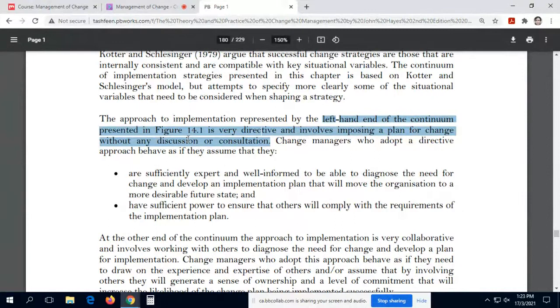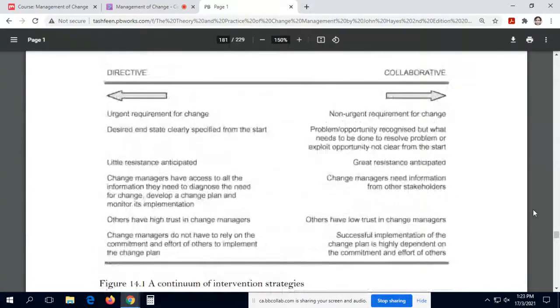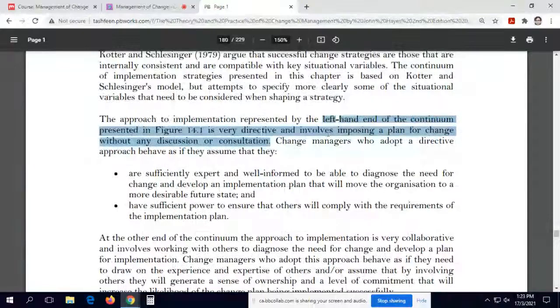I will be talking about a figure, a picture in a moment, but just wanted to show you some things. What did they write about that picture? The picture is here. This is the picture which I will be talking about, the continuum of intervention strategy. But before we look at that, let's highlight a couple of things they are saying about it. The left hand end of the continuum presented in the picture is very directive and involves imposing a plan for change without any discussion or consultation. Please take a moment to reflect on that.